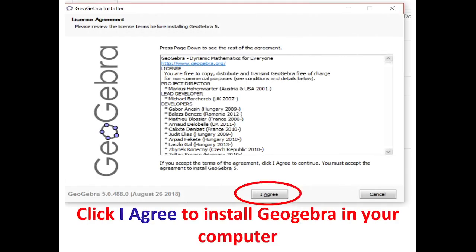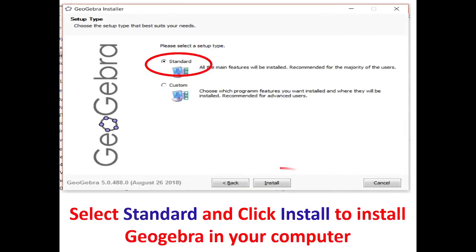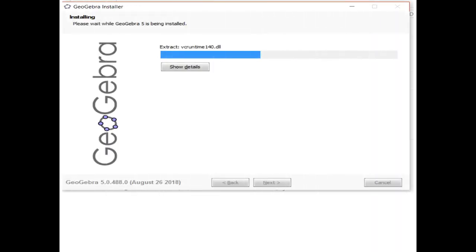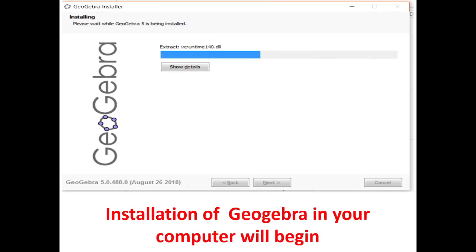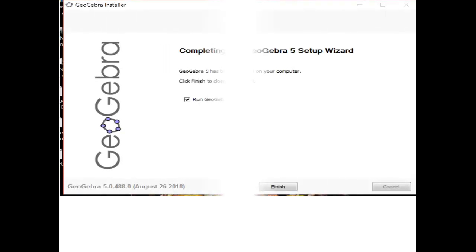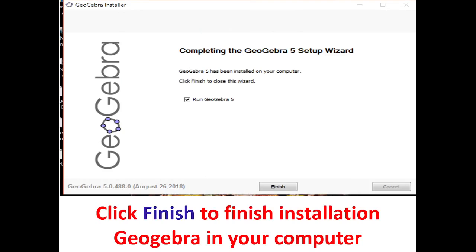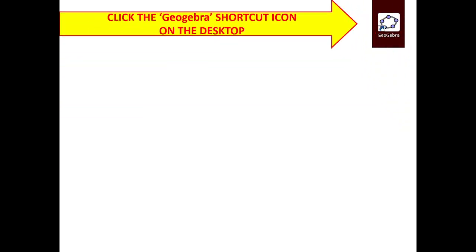Now you have to download this GeoGebra Windows executable and simply run it on your computer by clicking next, next, next, and you have to click agree, and select install after selecting the standard setup, and GeoGebra will start installing. It will take a maximum of 2 minutes to get GeoGebra installed on your computer. Click finish to finish the installation, and this is the shortcut which will get automatically loaded on your desktop.